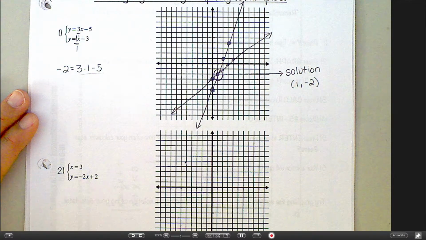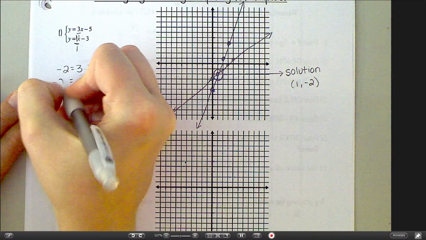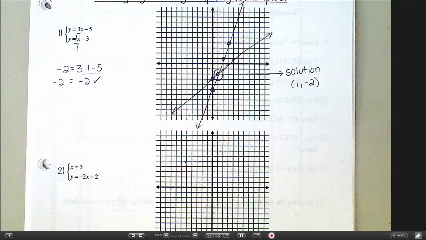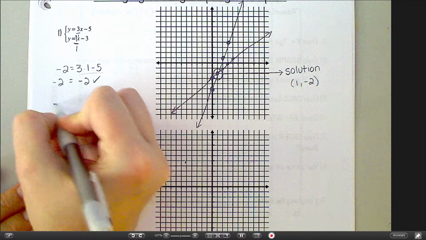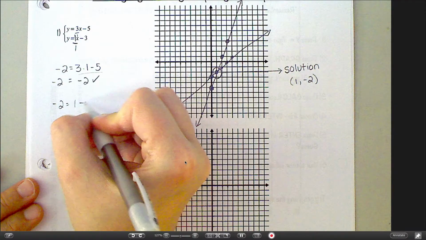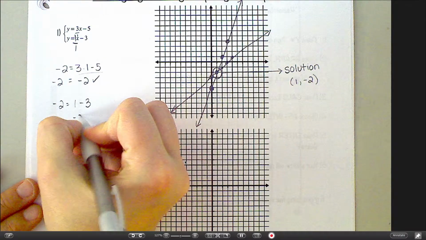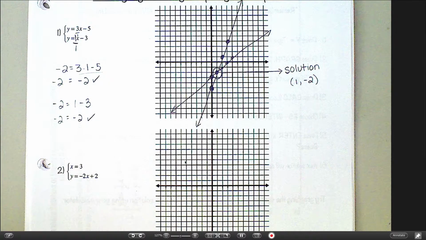Negative 2. So did this work out correctly? Yes. So I would say, yep, that one works. But to be a solution, it has to work in both. So now I'm going to plug it into the second one. I'm going to say negative 2 equals 1x, which is just 1 minus 3. What's 1 minus 3? Negative 2. So did this one work out correctly? Yeah. Okay, so that's how I check to see if they're correct.